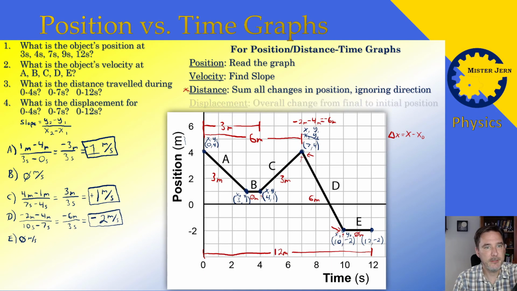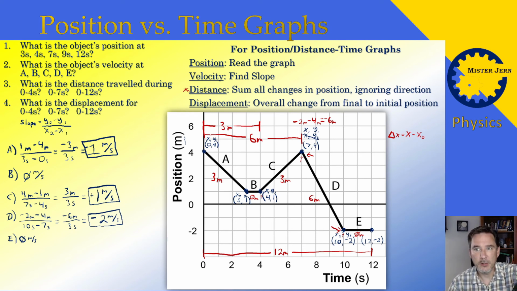So that's distance. Sum all the changes in position. Finally, what is displacement? Displacement is the overall change from initial to final position. It's kind of similar to this little equation, except actually not even kind of similar. It's basically using that equation, except we actually do pay attention to the direction.